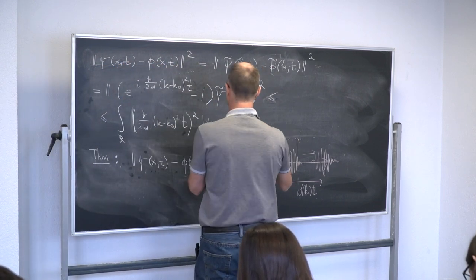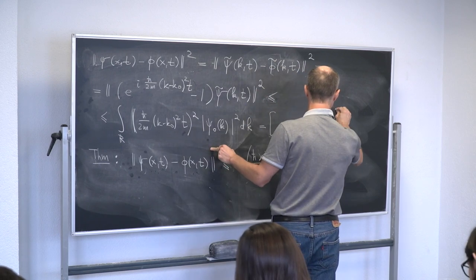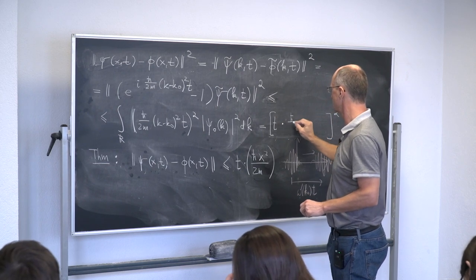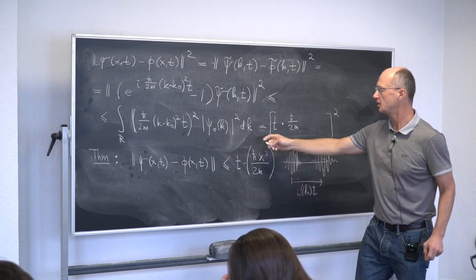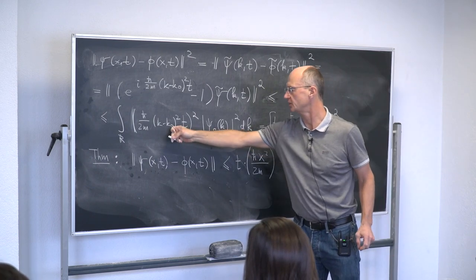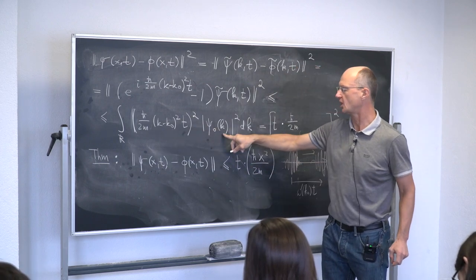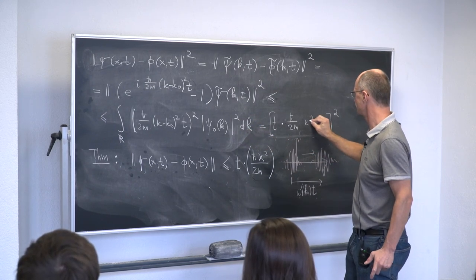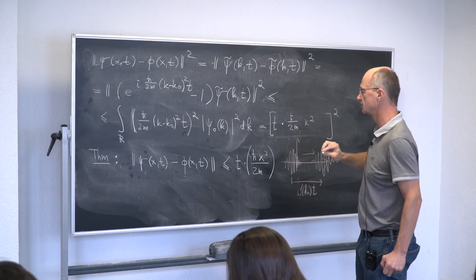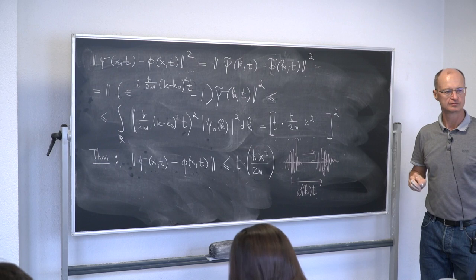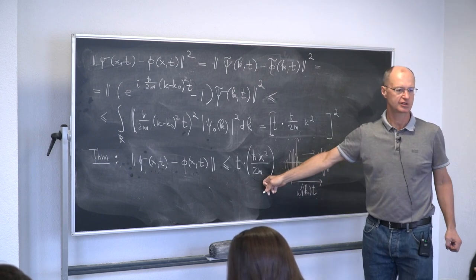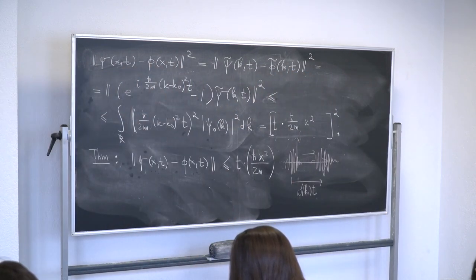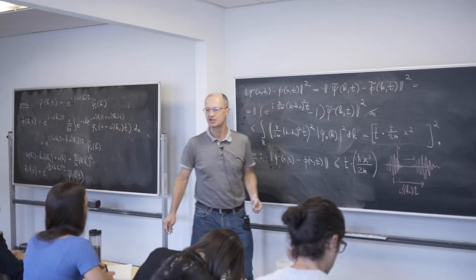So this guy is what? Let me write it as a square of something. And this something is t times h over 2m. And now by definition, the integral of k minus k naught to the fourth times psi naught squared is kappa to the fourth. So here I should write kappa squared. Okay, and this is exactly the estimate that I wanted. So it's very simple-minded, but interesting story.